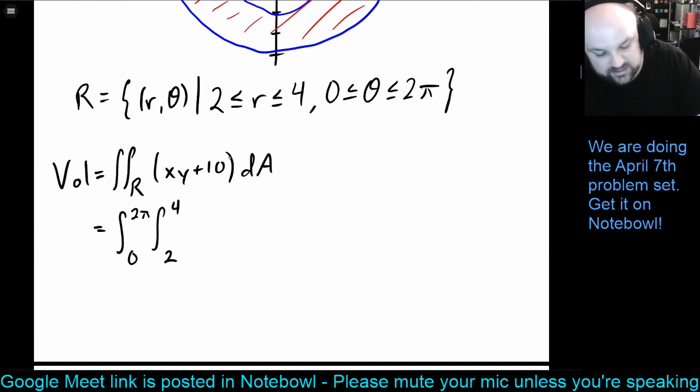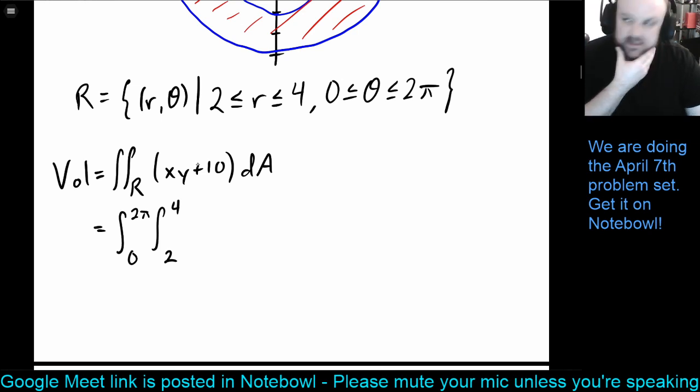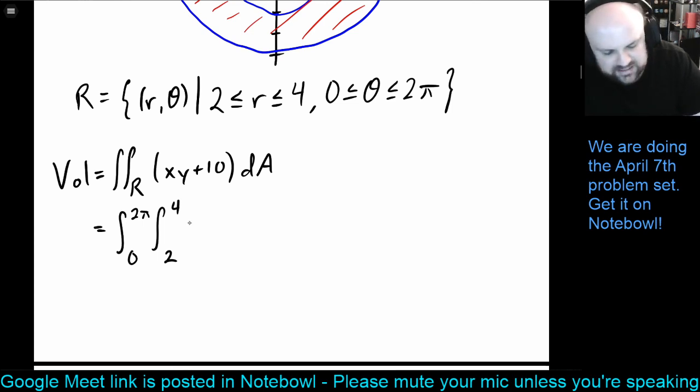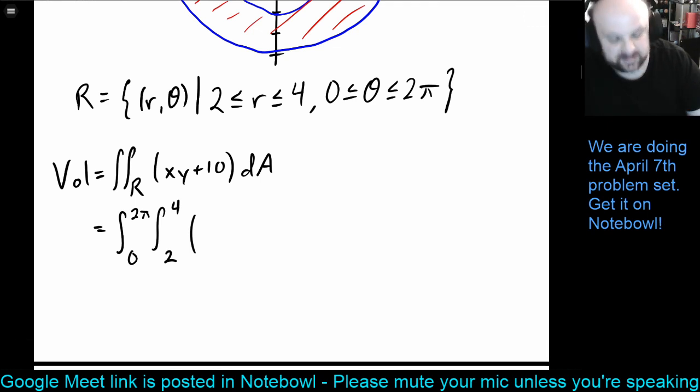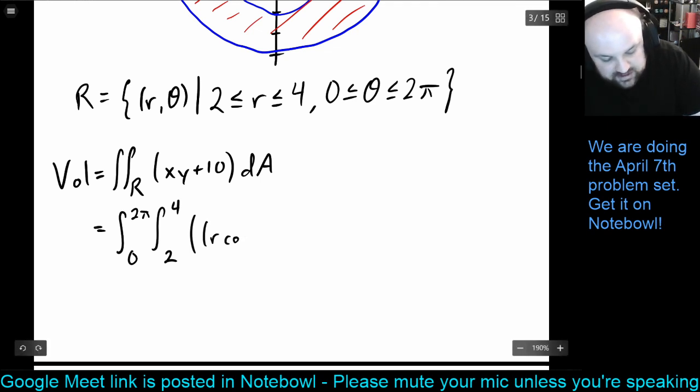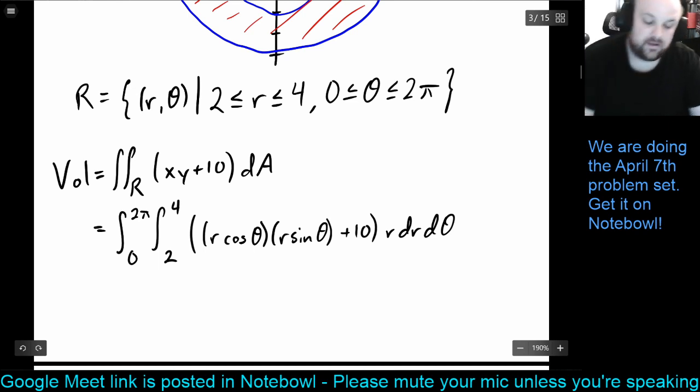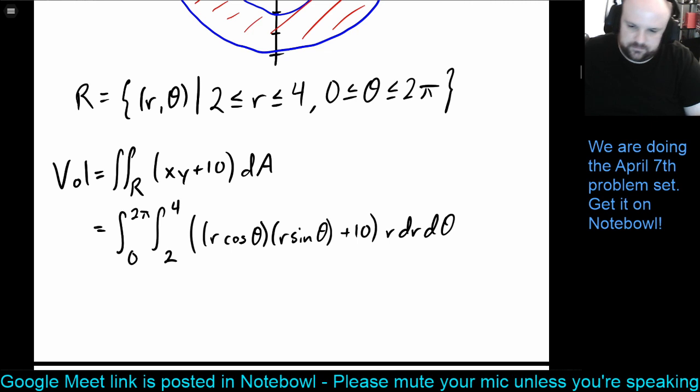All right, so when I switch this thing to polar coordinates, though, there's no x squared plus y squared anymore to kind of use to switch out. But that's fine, because we know exactly what x and what y is in polar coordinates. This is r cosine theta. This is r sine theta plus 10. R dr d theta. Right? So this is still very doable.